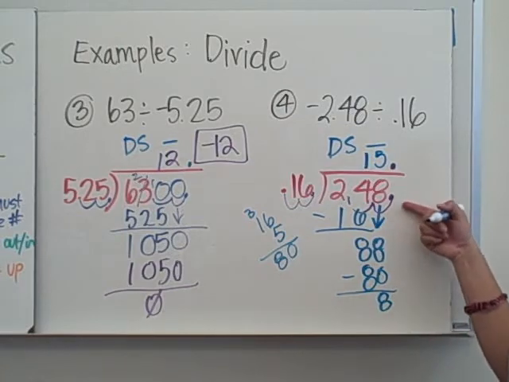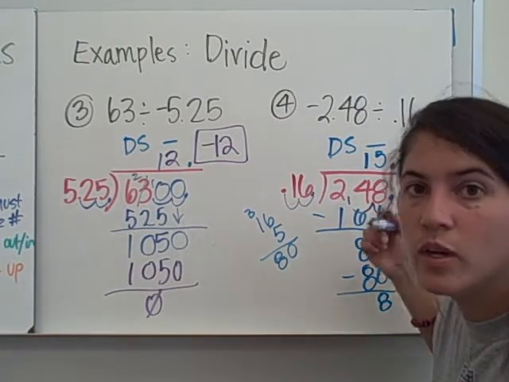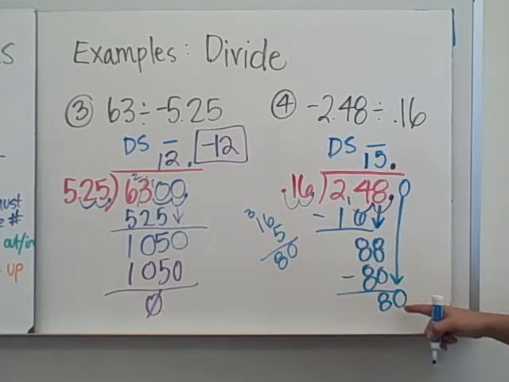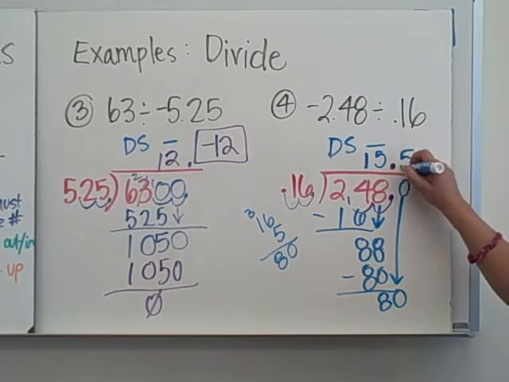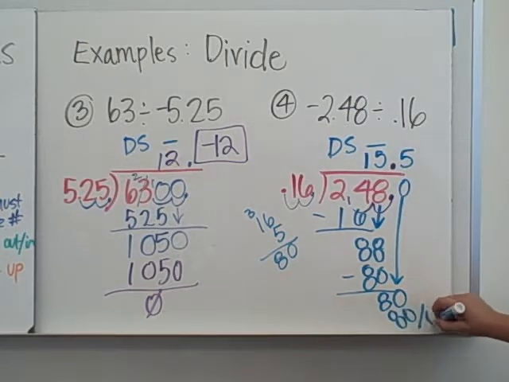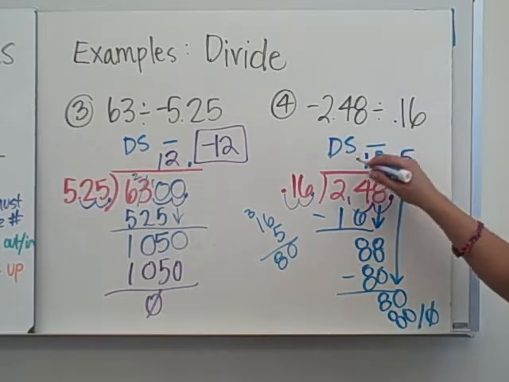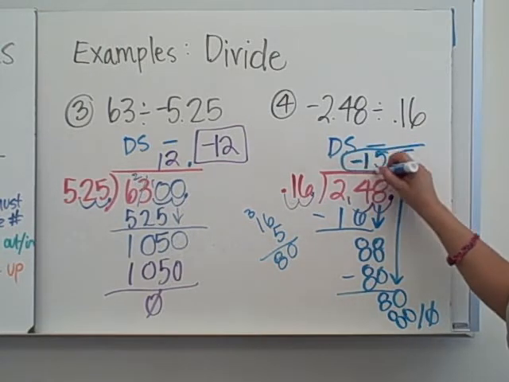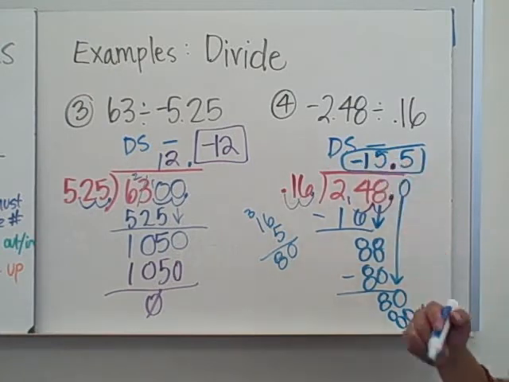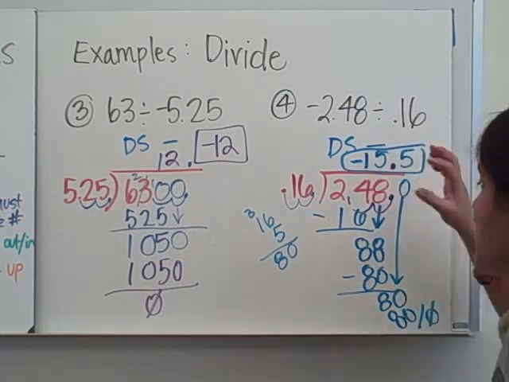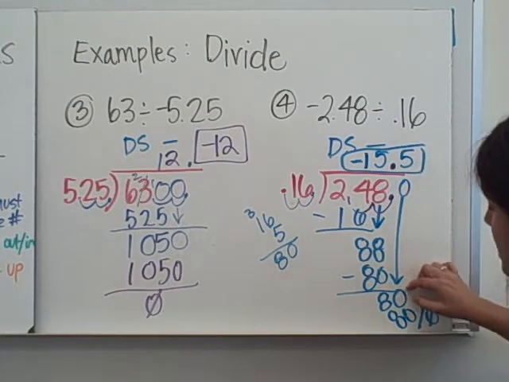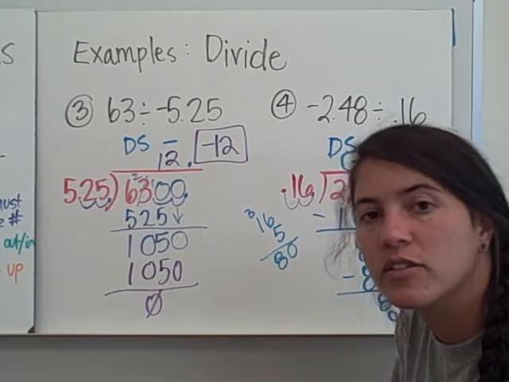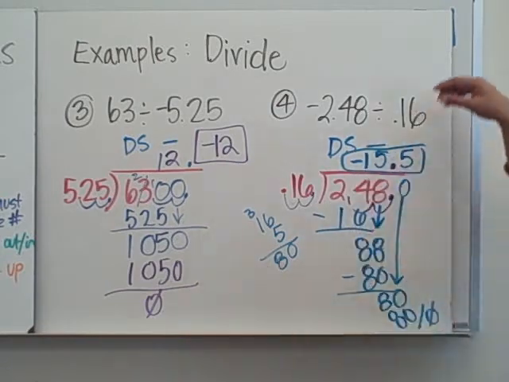Well, what happens when you don't have anything left to bring down? You add a 0. So I'm going to add a 0. 16 into 80. Well, we know that it's going to be 5. And I don't have a remainder. But I know that my answer is going to be negative 15.5. Negative 15.5. And I had to add a 0 to continue on with my problem. We don't do remainders anymore. I know you learned that last year. You don't do remainders. You're going to add a 0 and keep going.